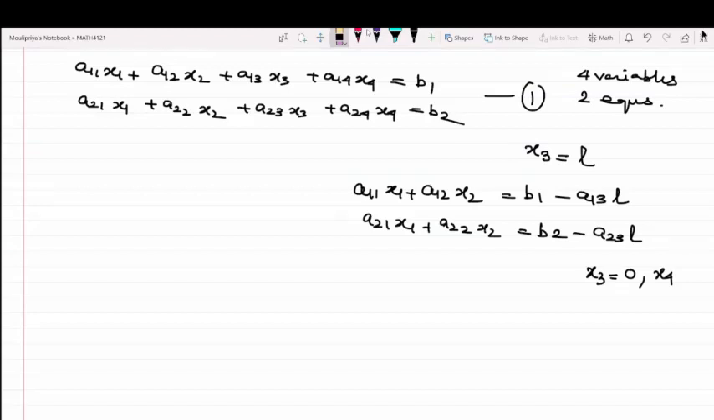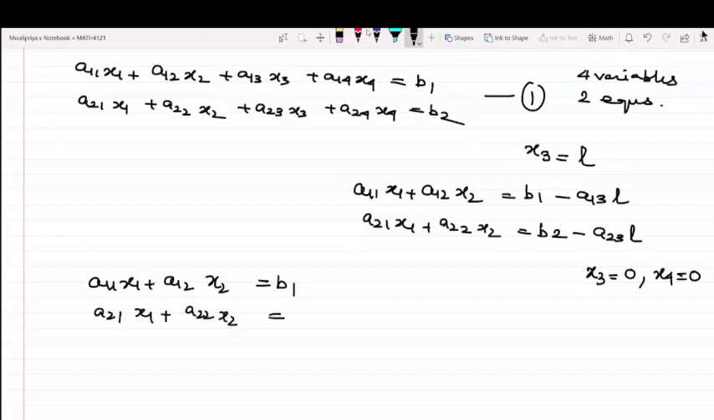And we all know that the calculations become easy if I assign x3 and x4 initially as 0. Then the given system would be a11 x1 plus a12 x2 equal to b1, a21 x1 plus a22 x2 equal to b2. Am I correct with this? Yes, ma'am.